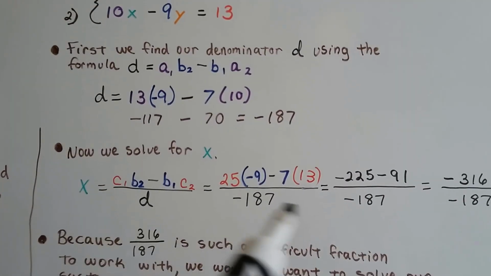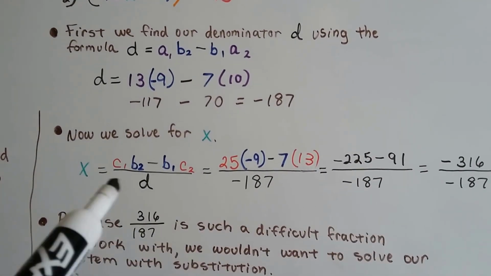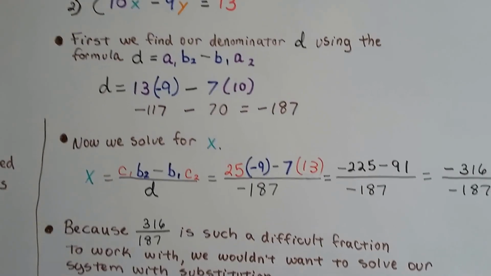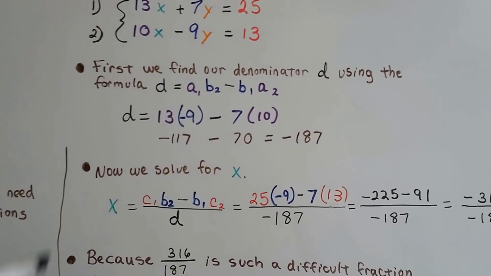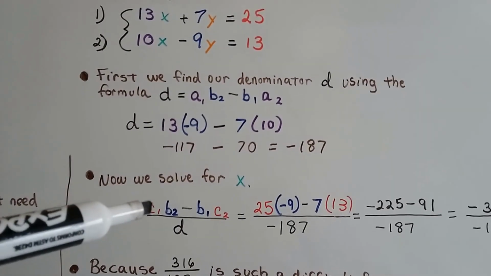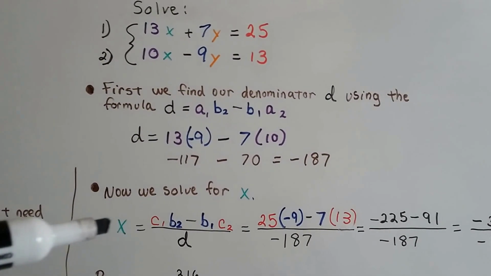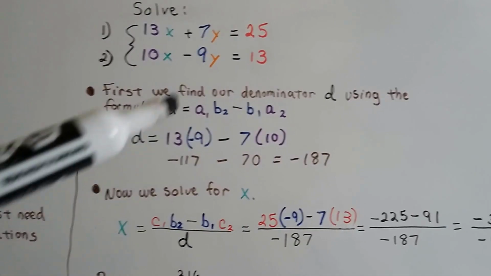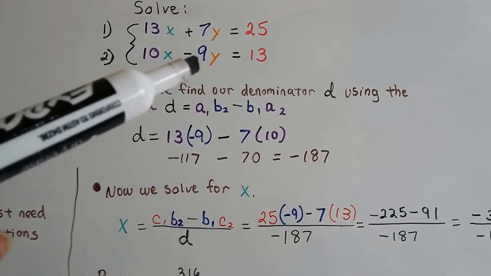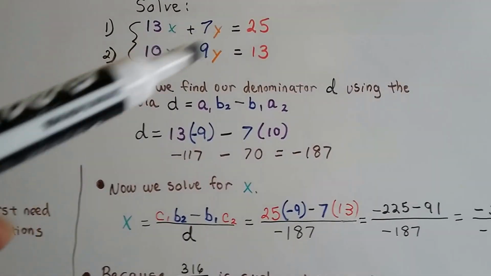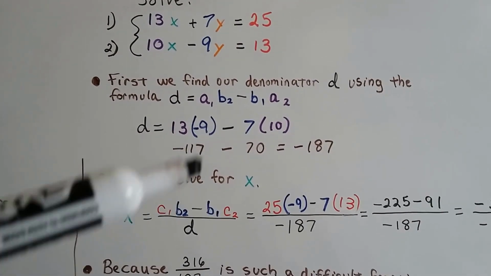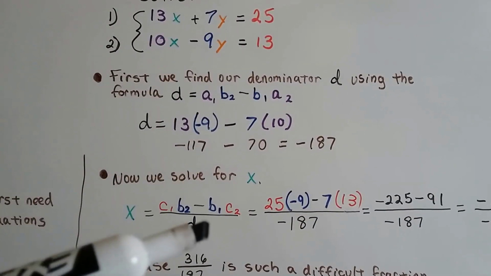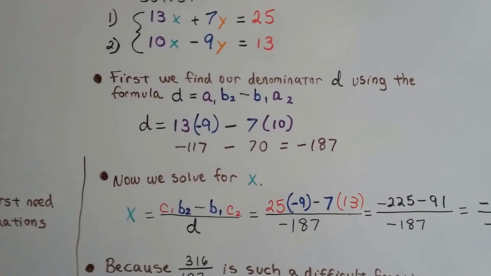And that's going to make this a lot easier on the eyes because now we can just write 187 underneath all of these, okay? Now we need to solve for x, and the formula for that was c1 times b2 minus b1 times c2. Well, c1 is the 25, isn't it? And b2 is this negative 9 here. So we're going to do 25 times negative 9. Then we're going to subtract b1, which is the 7, times c2, which is that 13.